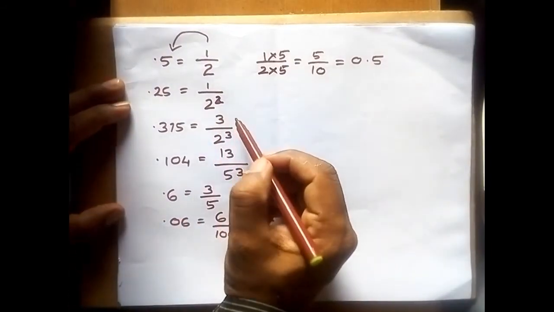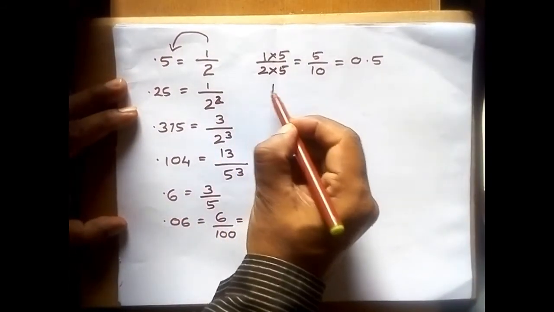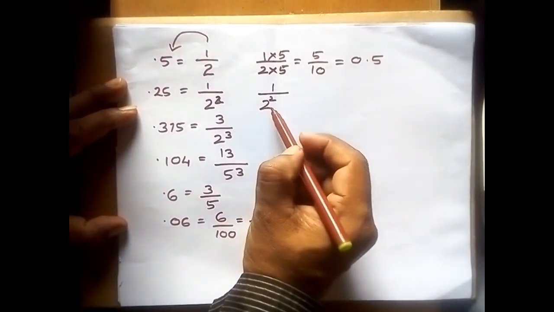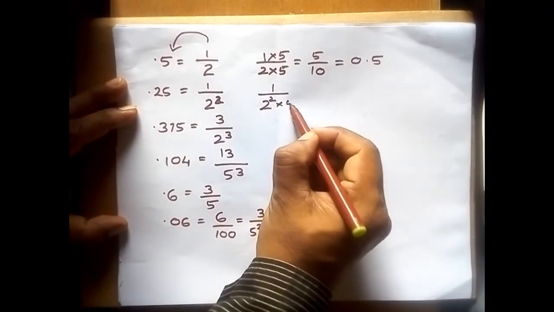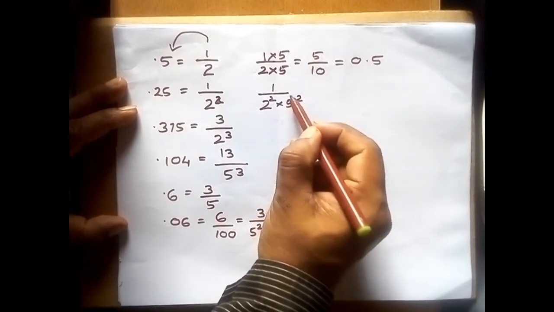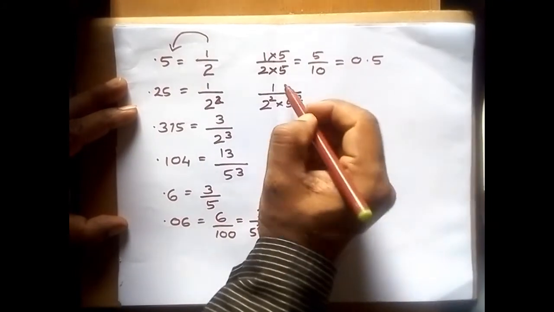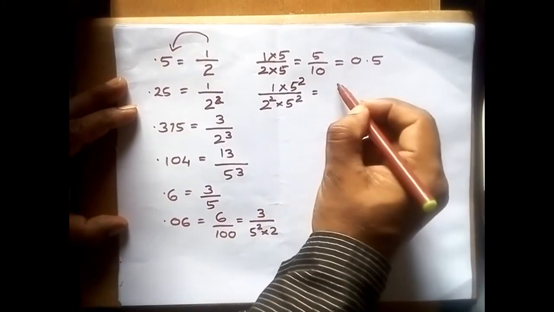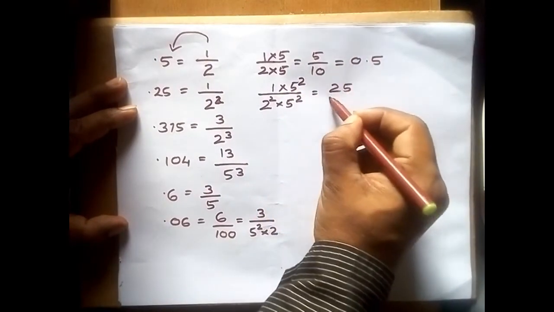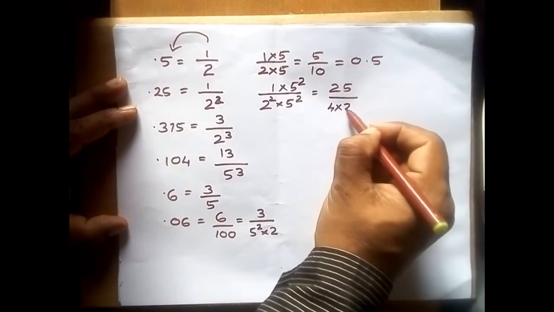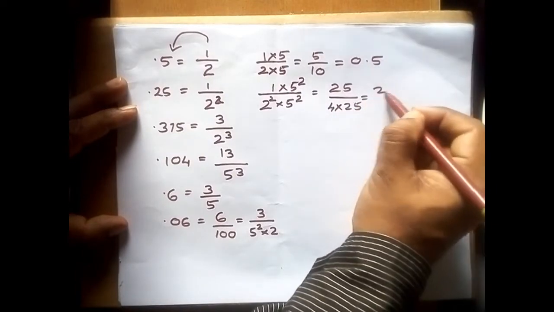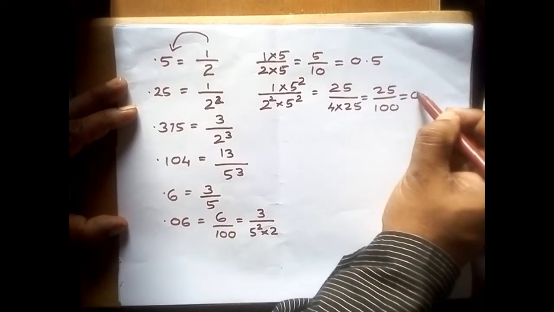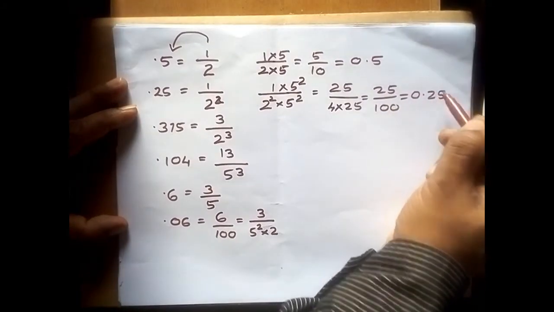Second example, 1 by 2 raised to 2. How many 2's are here? 2 2's are here. So I will multiply with 5 square. When I multiply with 5 square in the denominator, I have to do the same thing in the numerator. So I am getting 25 divided by 4 into 25 is equal to 25 by 100 is equal to 0.25.